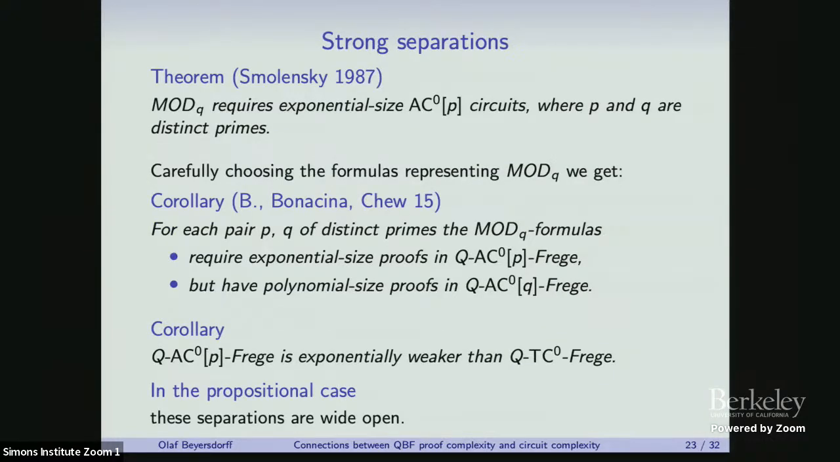Or we could use the hardness of the mod Q formulas for AC0 mod P circuits, where P and Q are different primes. And then if we represent these correctly, we can show that AC0 mod P and AC0 mod Q Frege are incomparable for different P's and Q's. Yeah, because they will be hard for AC0 mod P, but easy for AC0 mod Q. Particularly, this means that AC0 mod P will be exponentially weaker than TC0 Frege, which again, we don't have in the propositional domain.